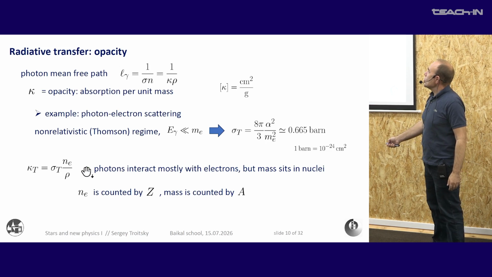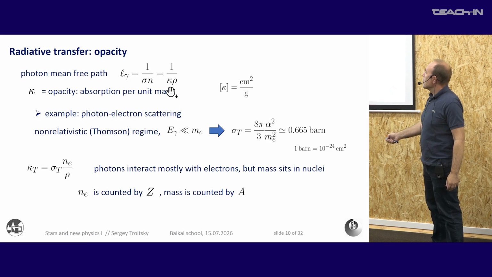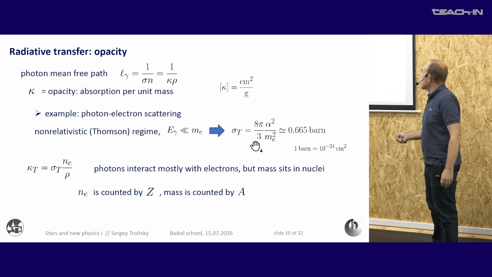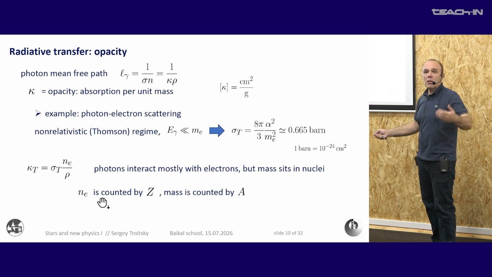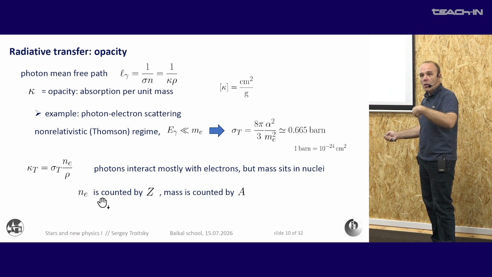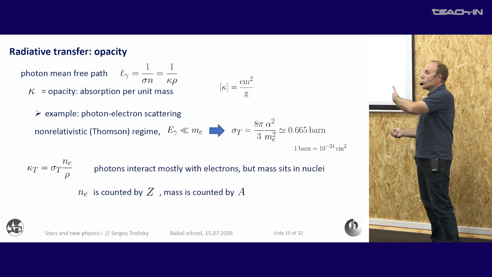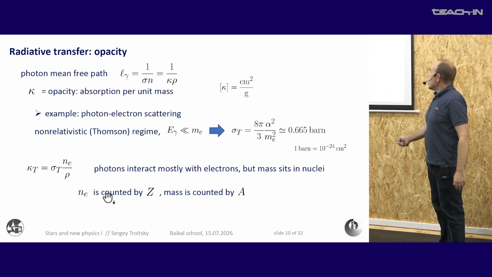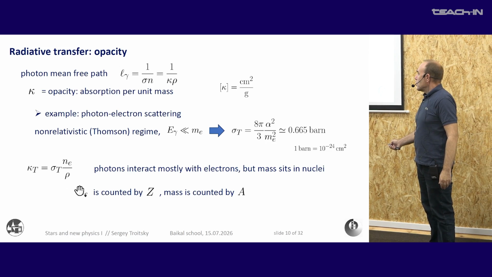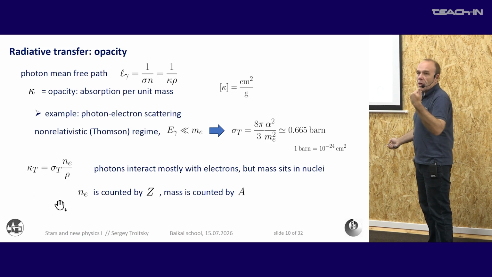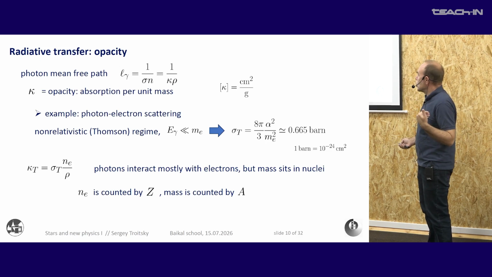So we need to divide it by the mass, and the photons interact mostly with electrons. Why? Because this is the electron mass in the denominator, and the nuclear mass would suppress it. It will go to the denominator as well in the same process and will suppress it. However, if we are calculating ρ, the mass density, we, on the contrary, can neglect electrons, which are too light.